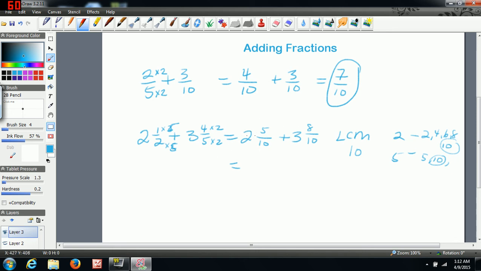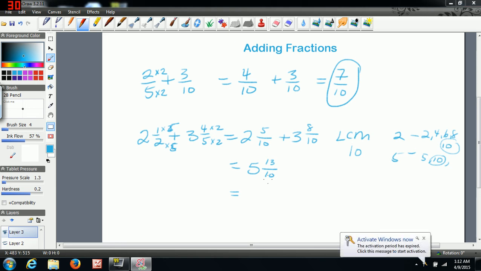So what you can do is you actually add up the whole numbers, so 2 plus 3 is 5, and then you add the fractions. So 5 plus 8 is 13 over the number 10. So using the same rules for the fractions. Okay. Now at this point, you see that you have an improper fraction.